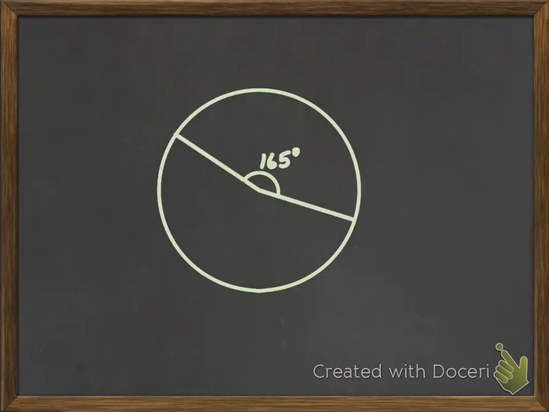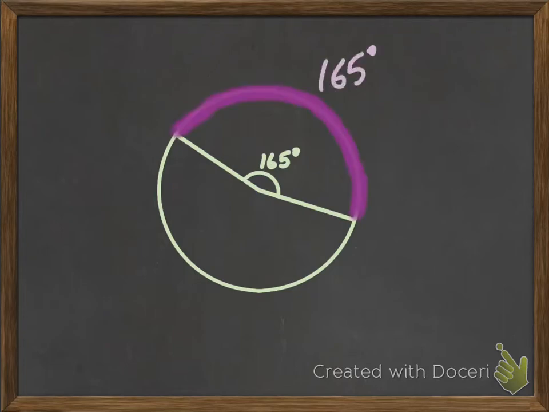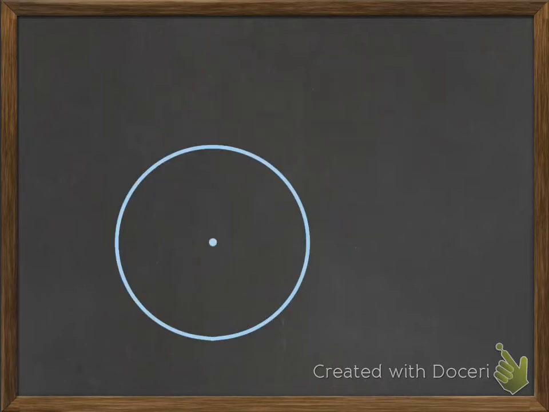If this is a central angle here, 165 degrees, and this should look familiar, it should look like the handout we gave you in class. If this is 165 degrees, just the amount of turn of this central angle is also going to equal 165 degrees. So the arc measure equals its central angle. So it has nothing again to do with the length of this arc. It's just the amount of turn. So let's look at a more complicated example.